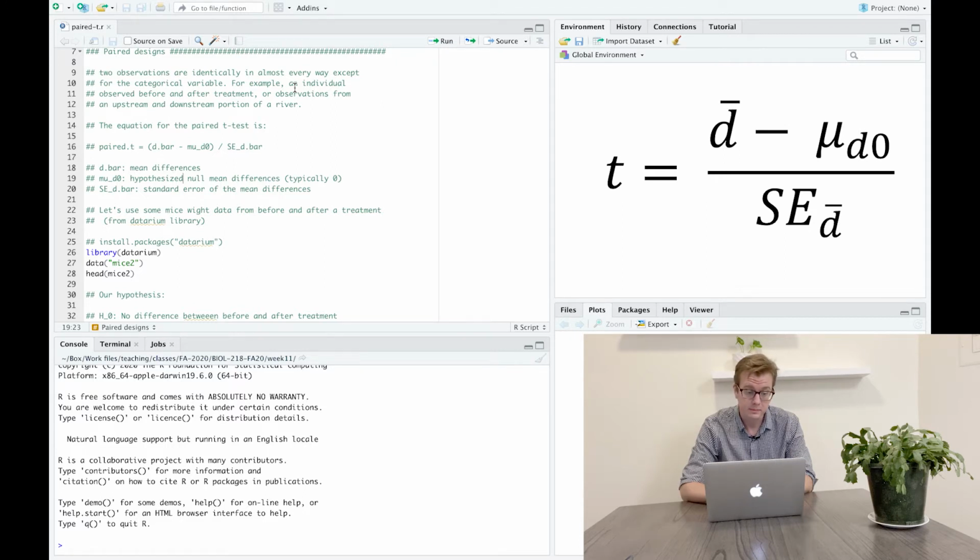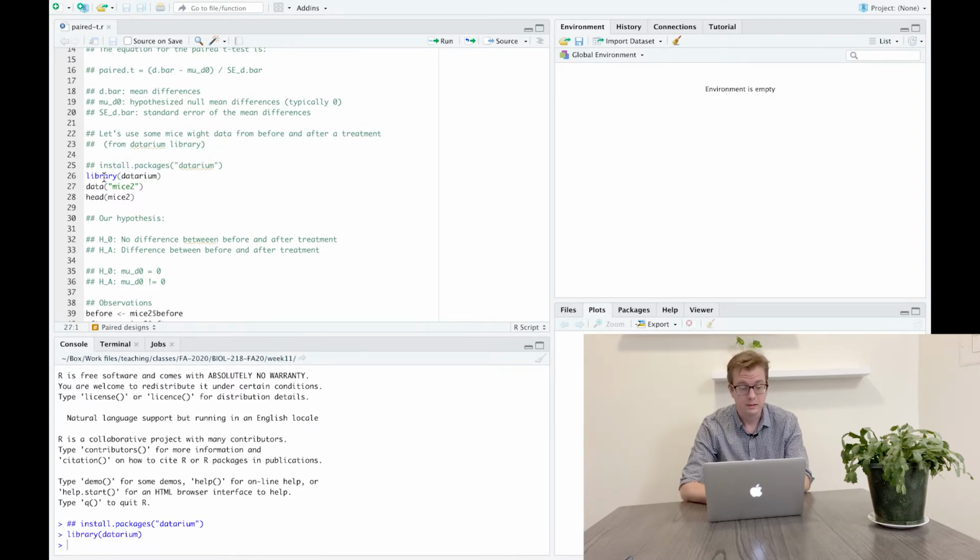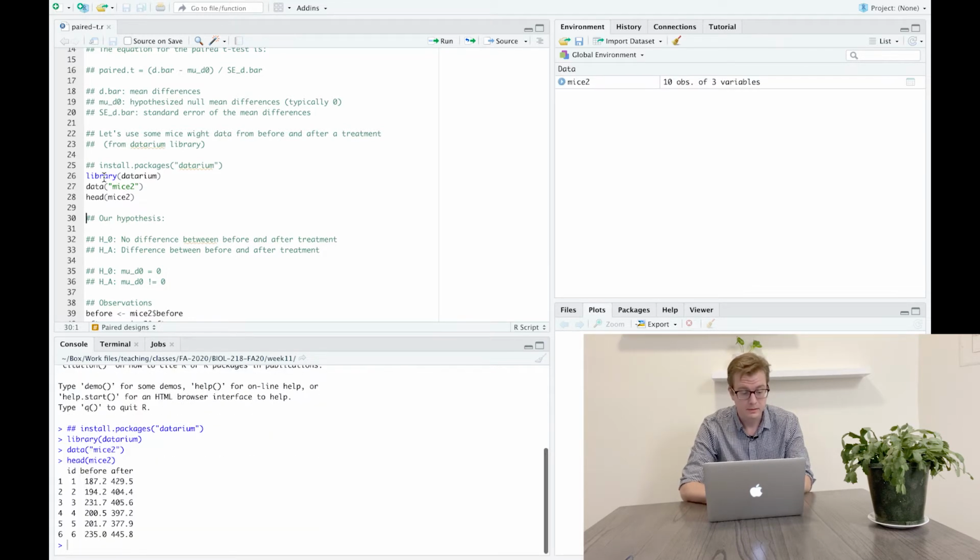So let's look at an example here, looking at mice weight data from before and after some treatment. This is from the datarium library, so we have to install that if you haven't done that already, and we have to call library datarium. We then call the data mice2, and as you can see, we have a bunch of mice, and they have weights in milligrams before and after treatment.